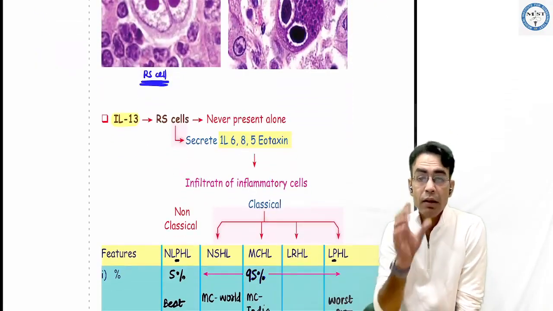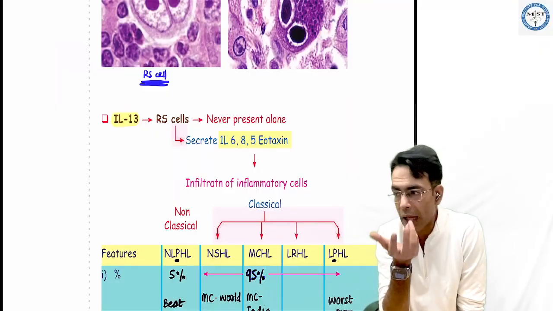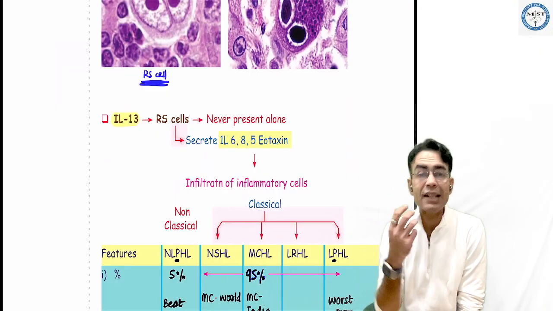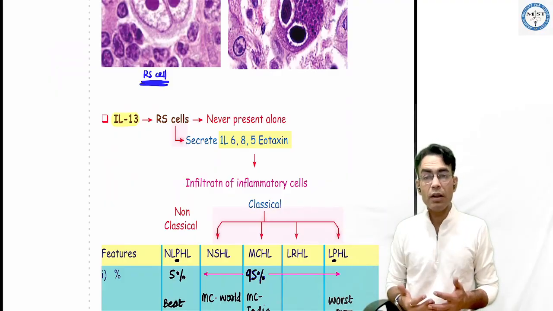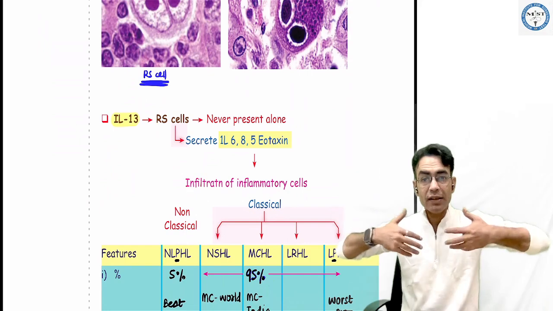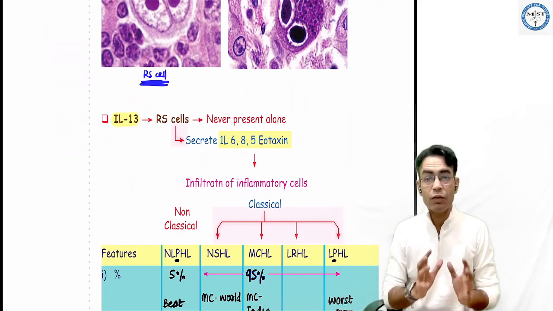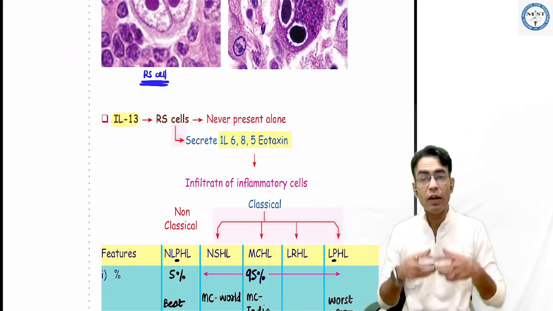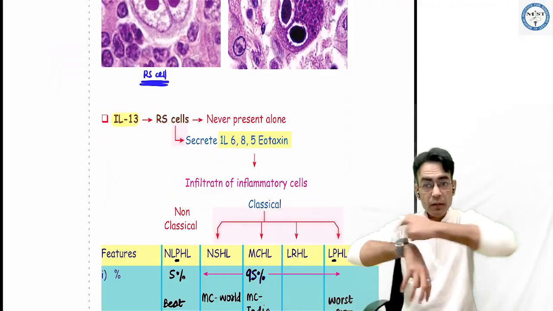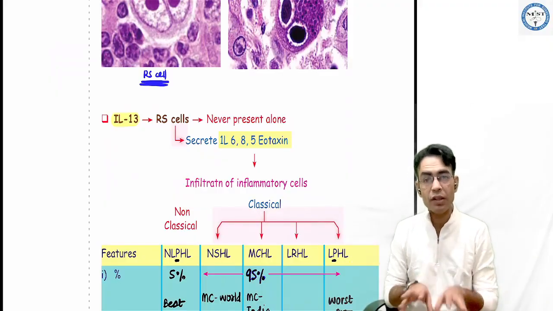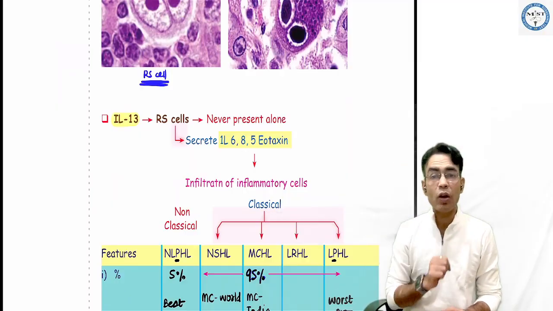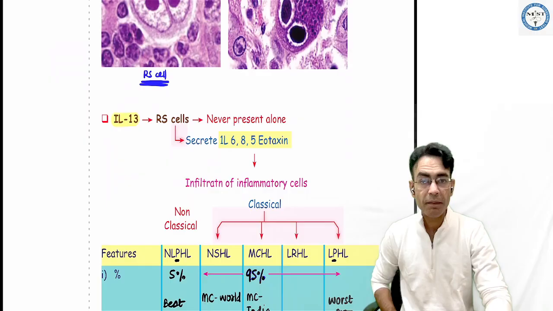RS cell, it's an inflammatory finding in the Hodgkin's lymphoma, it will always be found with the inflammatory cells. Why? Because RS cell can secrete multiple interleukins, like 6, 8, 5, eotaxin. So they will call other cells. 6 is for all the inflammatory cells. 5 is for eosinophil. Eotaxin is for eosinophil. And 8 is for neutrophil. So whenever RS cell is secreted, all the inflammatory cells are around it because it is secreting multiple interleukins. But if the question is, what is the interleukin responsible for RS cell secretion, then it is interleukin 13.